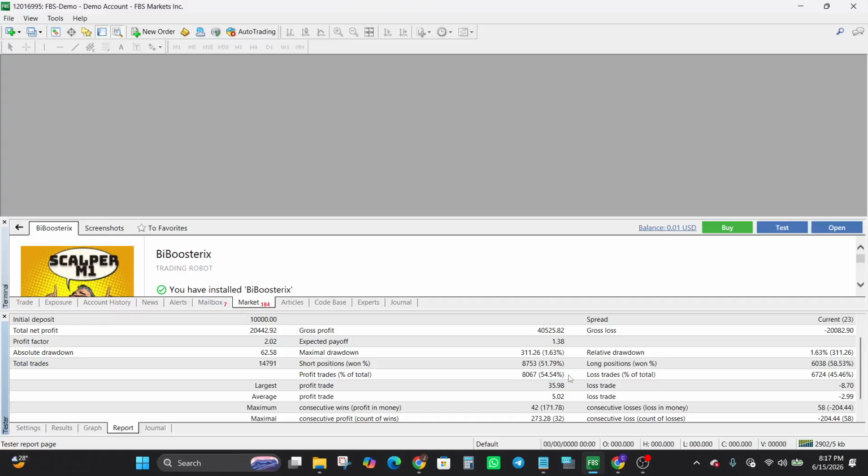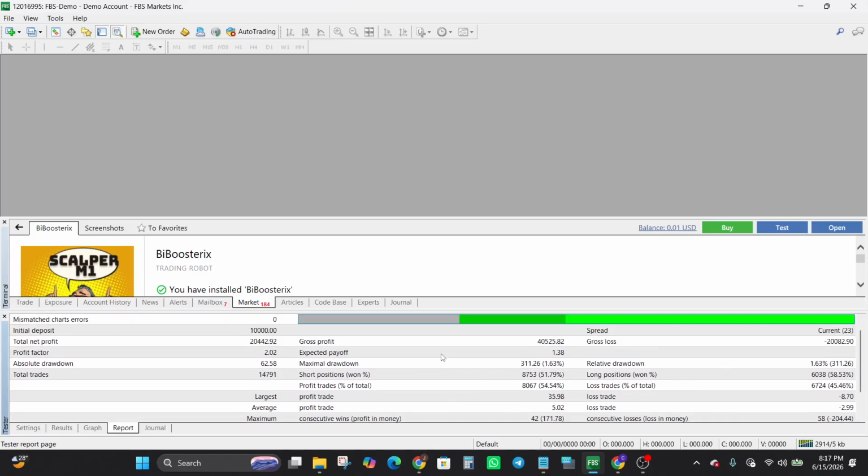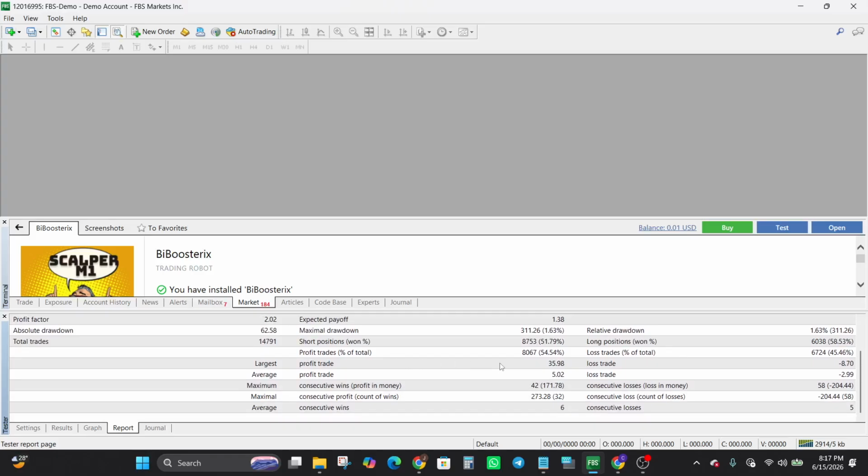That gave us a 54.54% win rate. Okay, and I can see that the largest profit was $35.98, largest loss was $8.7, average profit $5.02, and the average loss was $2.99. So that means that the risk to reward ratio on average is not bad. It's actually maybe a little bit above 1:1, 1.5 thereabout, and a little above that, right?